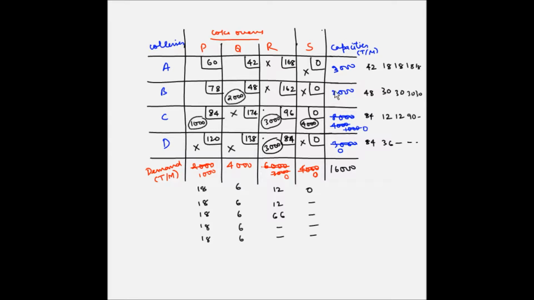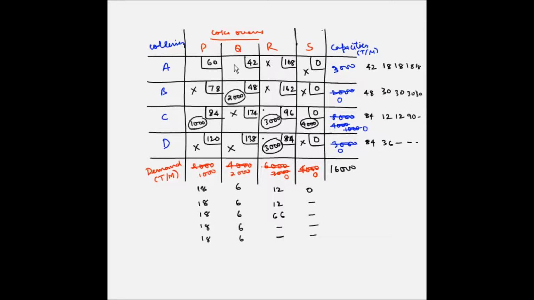Now with this allocation, the entire supply at B has been exhausted, while the demand at Q becomes 2000. So let's cross off this box BP as the entire supply for B has been exhausted. Now we only have two boxes which are unallocated and not crossed off, which is AP and AQ.